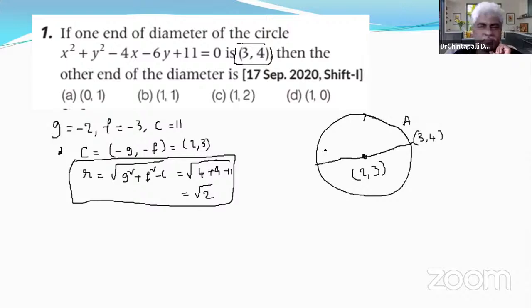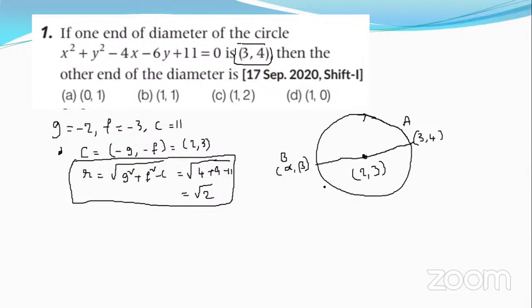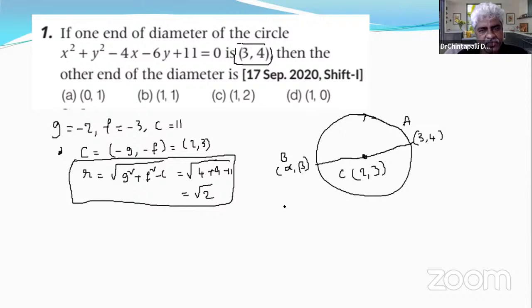It is one end. To find the other end, let us take the other end as (x, y), or (h, k), or (alpha, beta). Better to take the other end as (alpha, beta), right? Yes. Now the midpoint of AB is equal to C, right? What is the midpoint of AB? Alpha plus... midpoint formula.